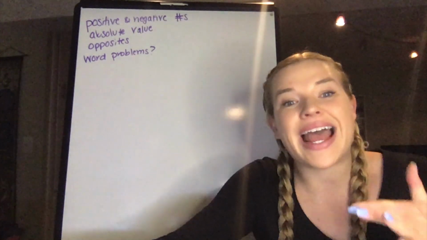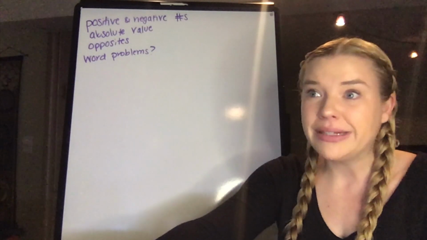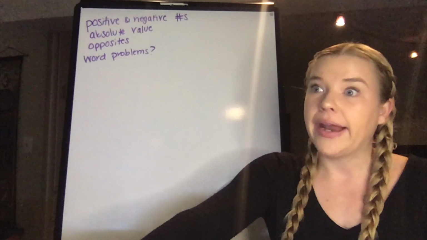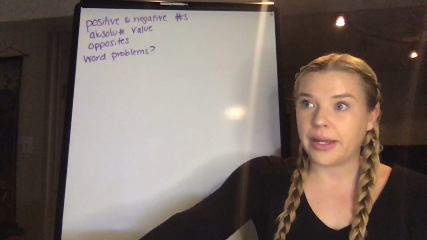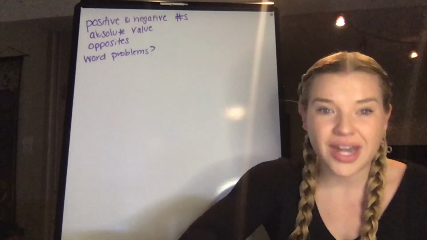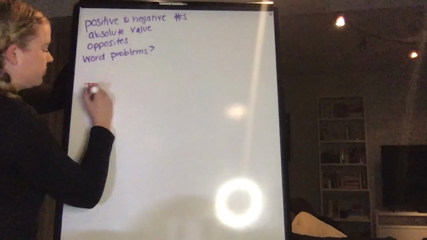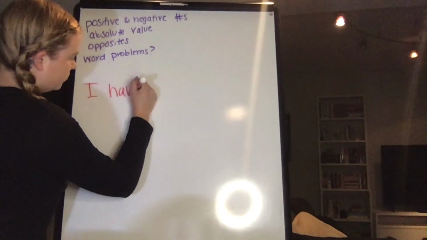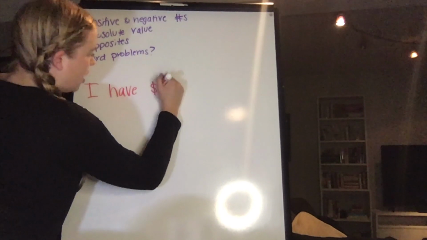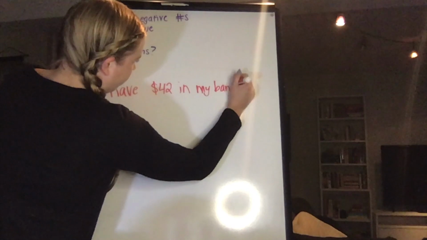Because what that means is that I am now in debt. That means I owe money. That means that I really don't have a single dollar to my name and I still borrow a little bit more than I had, right? When I'm talking about debt, I'm talking about negative numbers. So if I said something along the lines of, I have $42 in my bank account.